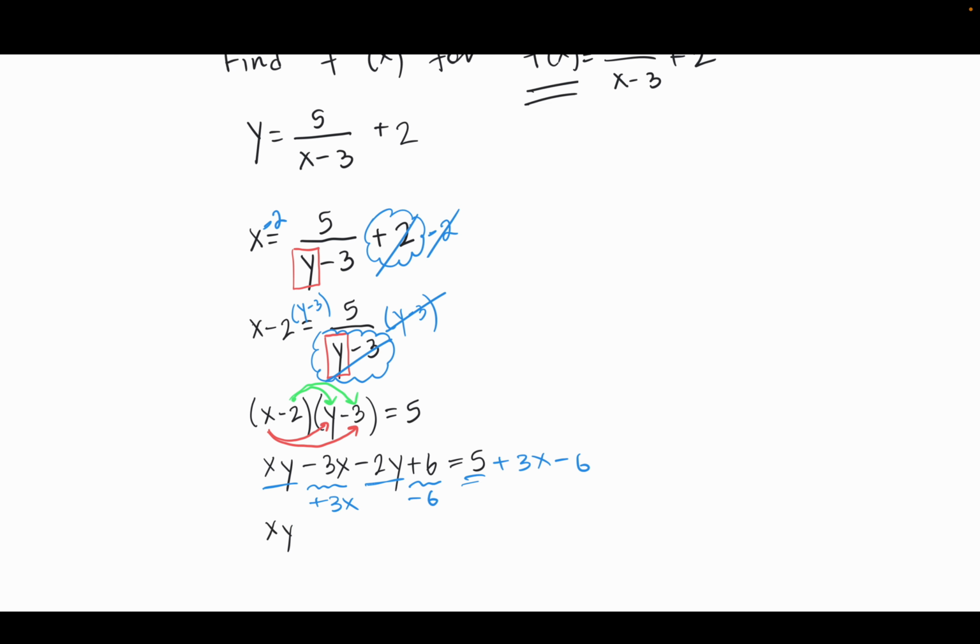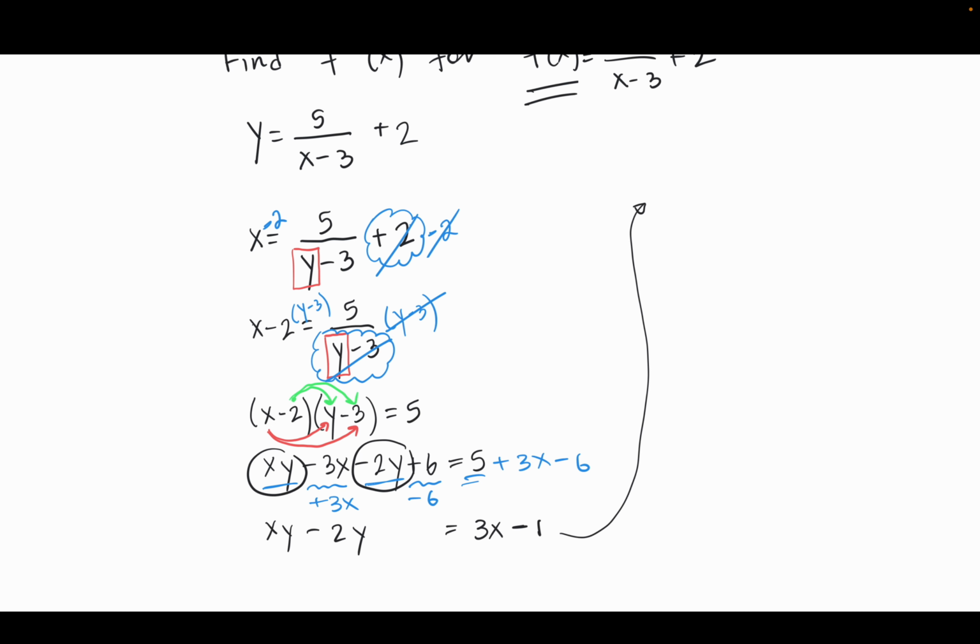xy and minus 2y, these two things are still on the left side. On the right side, I have a 3x, and I also have the 5 minus 6, which will make me a negative 1. We're almost done. I'm going to continue writing here.